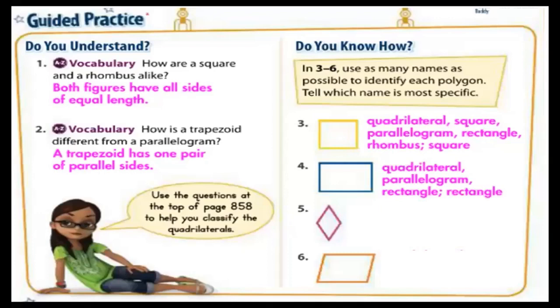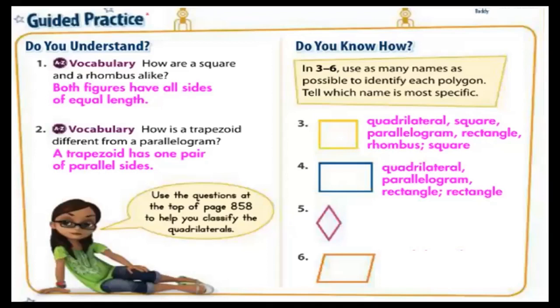Okay, quadrilaterals. Why? Because it's formed of four sides. Parallelogram. Why? Because each side are equal in length and parallel. Rectangle. Why? Because each sides are parallel and equal in length, and we have four right angles inside. So the appropriate one here is a rectangle.